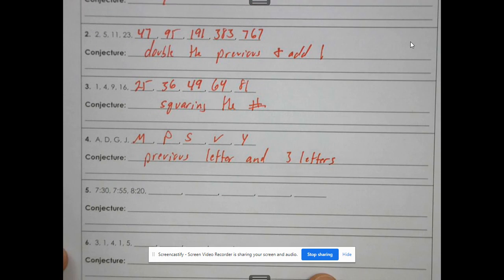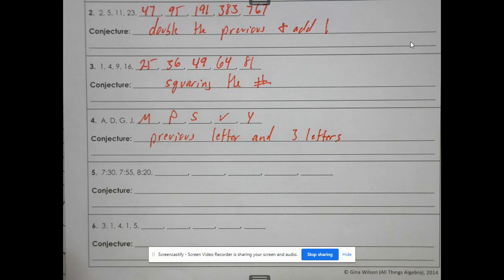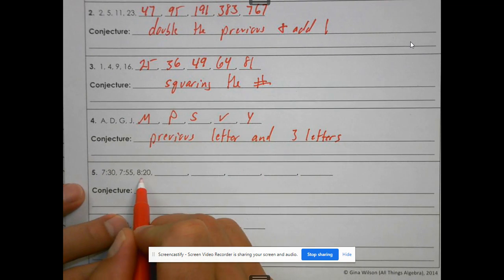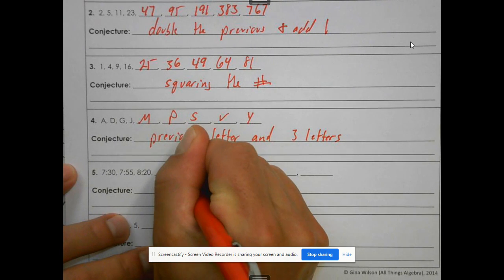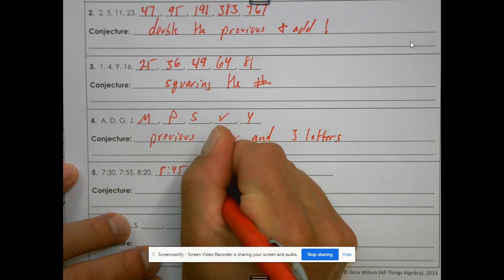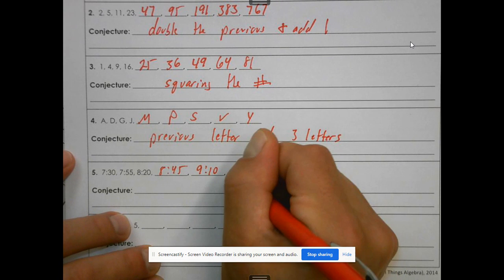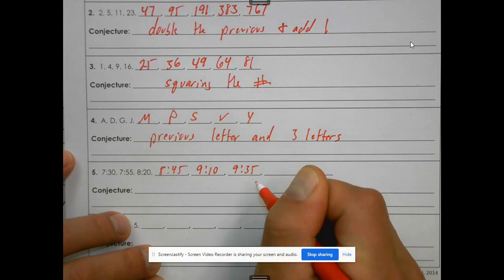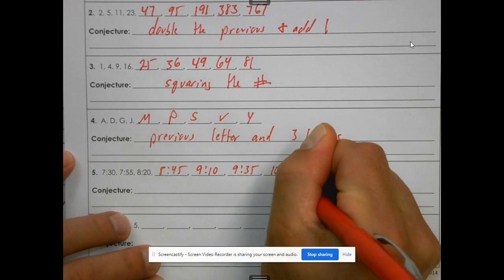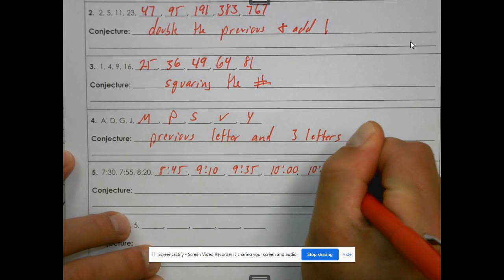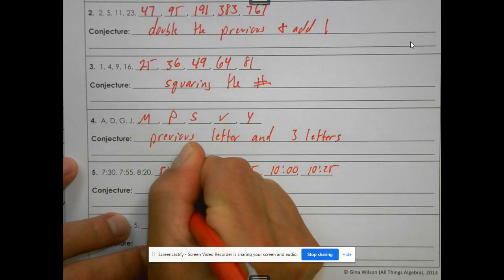Number 5, 7:30, 7:55, 8:20. If you check that out, guys, they're just adding 25 minutes to each time. So if I add 25 minutes to 8:20, that's going to get me to 8:45. 25 to that is 9:10. And I'll just give you the rest of the answers here. 9:35, 10 o'clock, and then 10:25. Add 25 minutes.